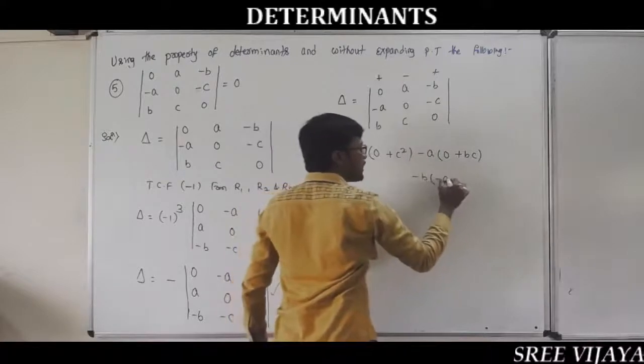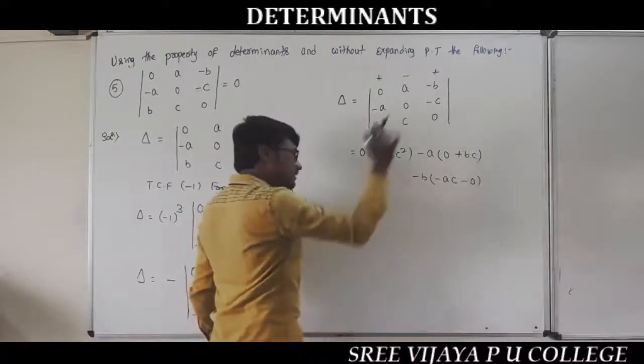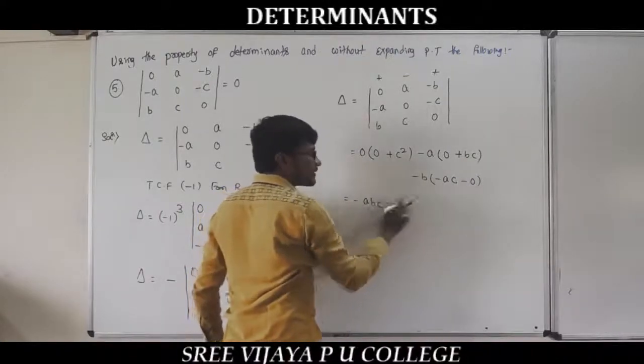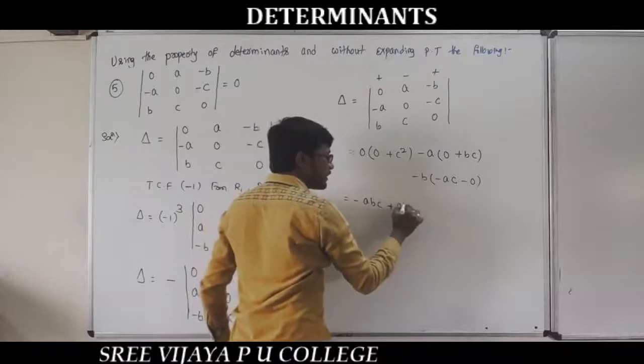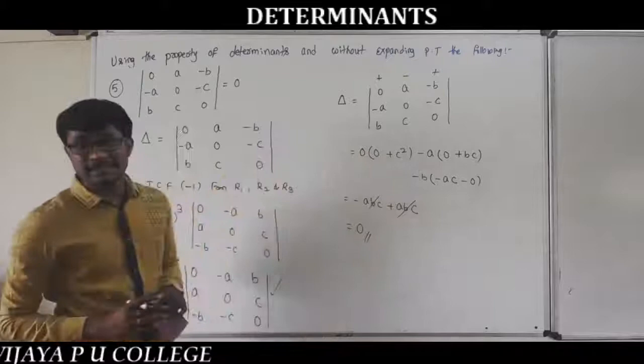Minus a into c is minus ac, b into 0 is 0. So 0 into anything is 0, you can leave it. Minus a into bc is minus abc. Minus into minus is plus abc. So minus abc plus abc gets us 0, right? The answer is 0.